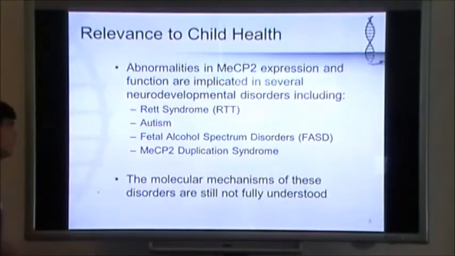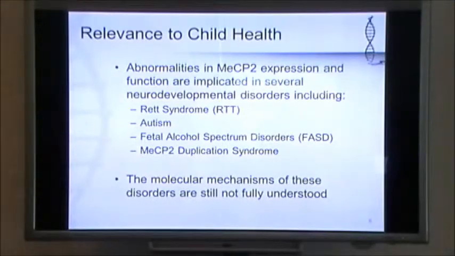So this brings me to why MECP2 is relevant to child health: abnormalities in MECP2 expression and function are implicated in several neurodevelopmental disorders, including Rett syndrome, autism, fetal alcohol spectrum disorders, and MECP2 duplication syndrome. Just to focus on Rett syndrome for a moment, I'll be coming back to it later. Rett syndrome is caused by mutations in MECP2, generally a loss of normal function. It affects 1 in 10 to 15,000 young girls, making it the leading cause of mental retardation in females. These are quite prevalent disorders.